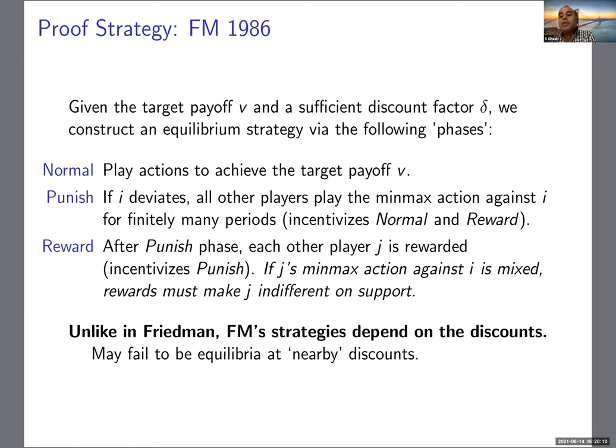So if I deviates unilaterally, all other players will play the min-max action against I for finitely many periods, okay? And you have to play enough so that I doesn't want to cheat. And this incentivizes the normal phase, okay? And it also incentivizes the next phase. So after the punishment is done, all players other than I, and who's I? I is the last player to be punished. Whoever was the last player to be punished, that's player I. All other players will be rewarded for carrying out the punishment against I.